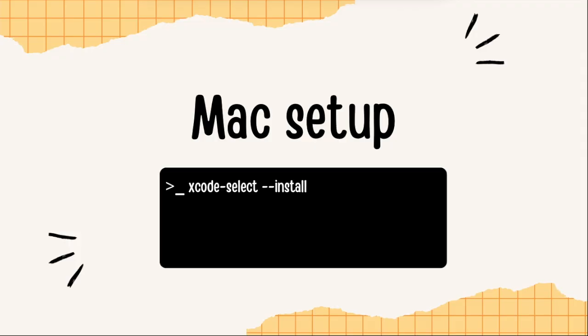On Mac, it's much easier. Just open the terminal and type xcode-select --install. This installs Apple's developer tools, which include a C++ compiler.